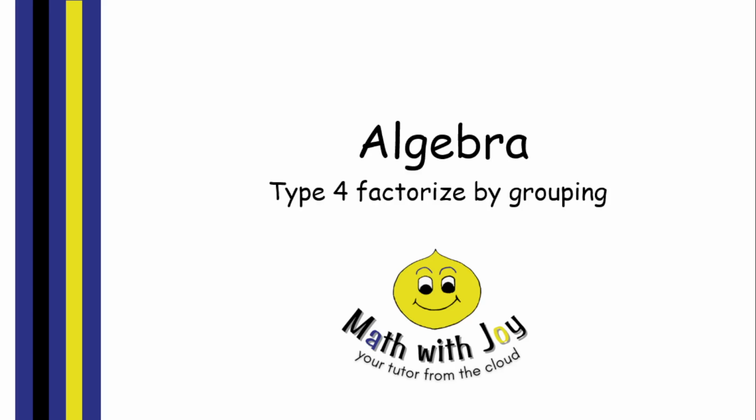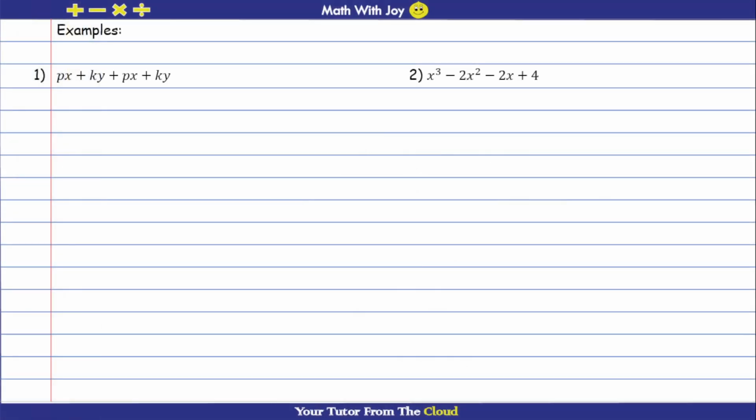In this video, what we want to do is go through type 4 factorization, which is factorization by grouping. Factorizing by grouping is similar to type 1, whereby we need to take out a common factor, except here, instead of considering the whole expression, we are going to divide the terms of the expression so that we factorize maybe the first two together and the last two together. That's what we are going to do here.